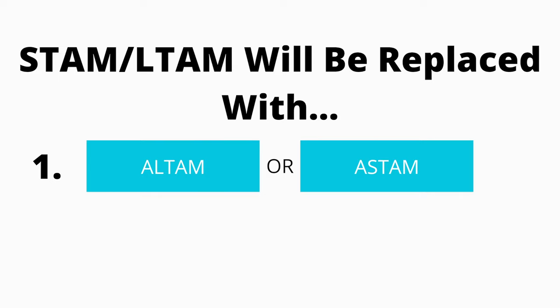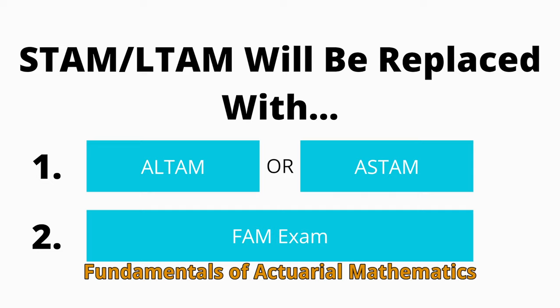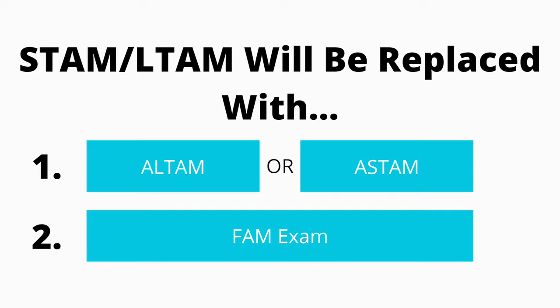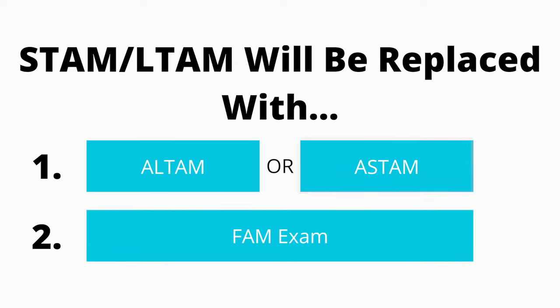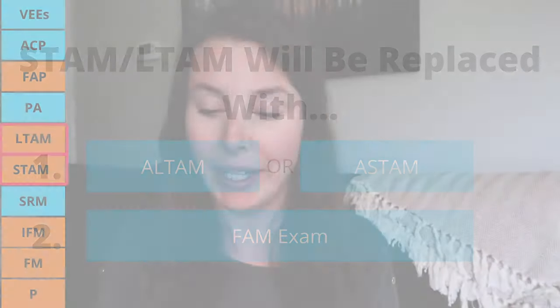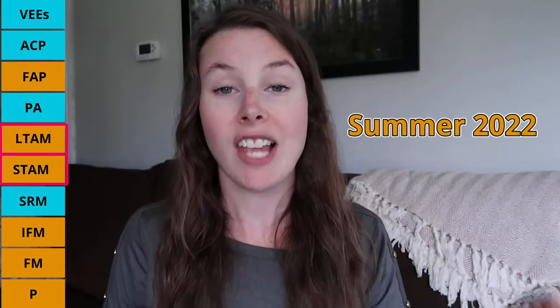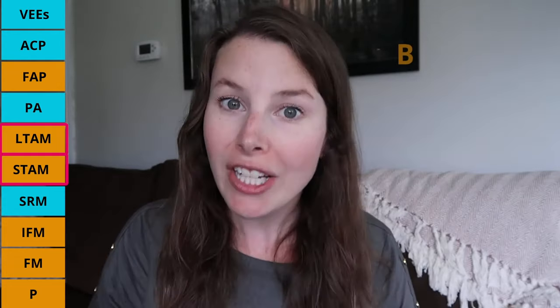The second requirement is to pass exam FAM, which stands for the Fundamentals of Actuarial Mathematics. So as you can see on the screen right now, the FAM exam is something that every single person is going to have to get credit for, whereas the ASTAM and the ALTAM exams you're going to have the option for. So not everyone will have to pass each of those exams. You'll only have to choose one. This change is happening as of summer 2022. That's when STAM and LTAM will officially go away.